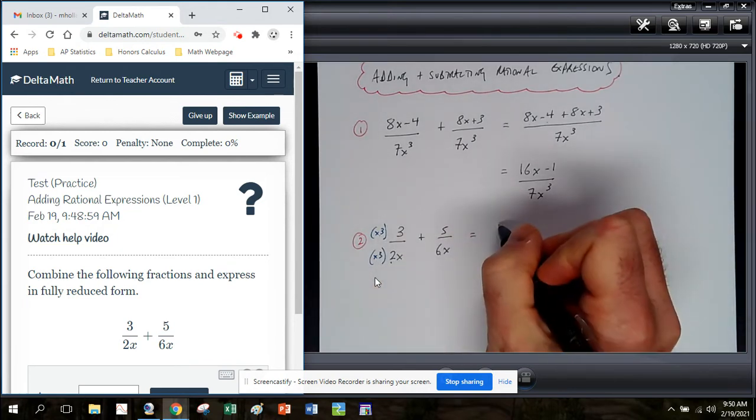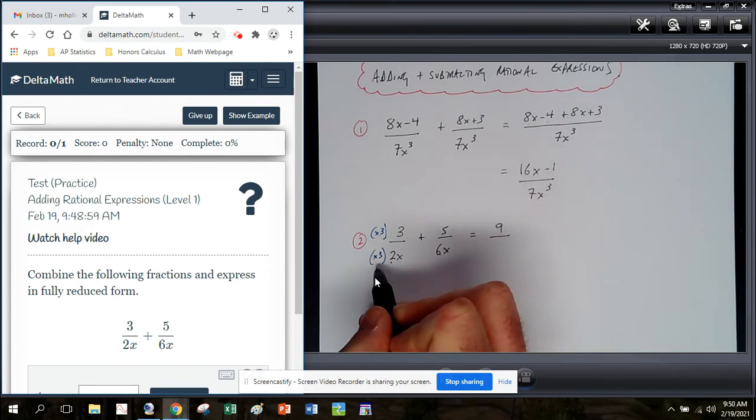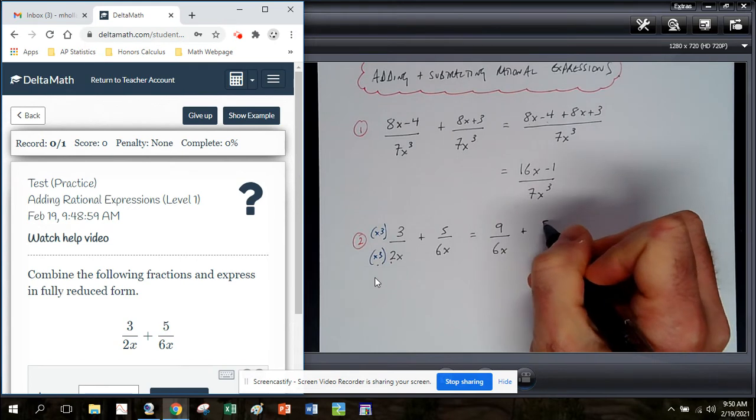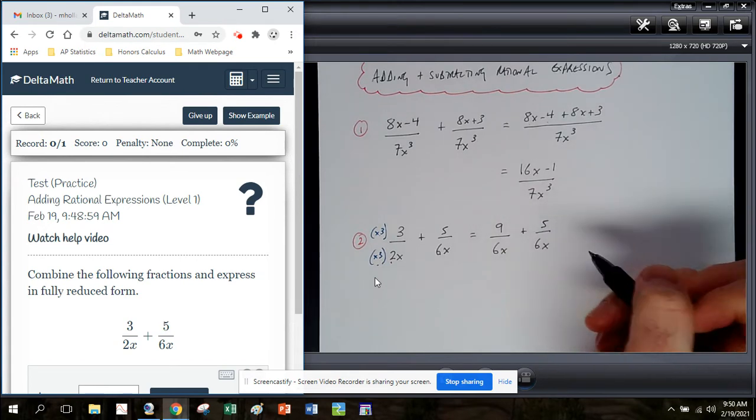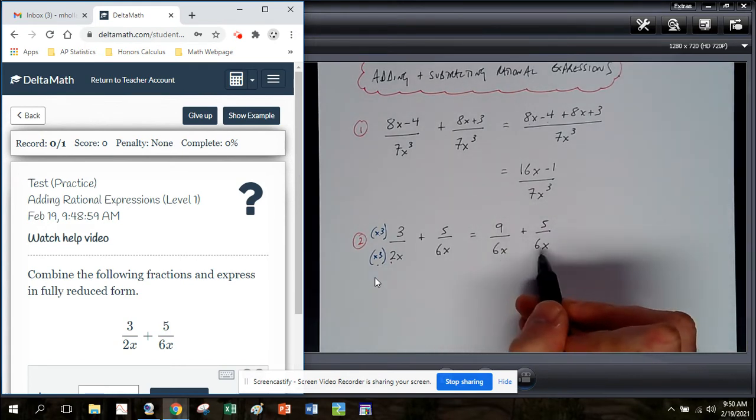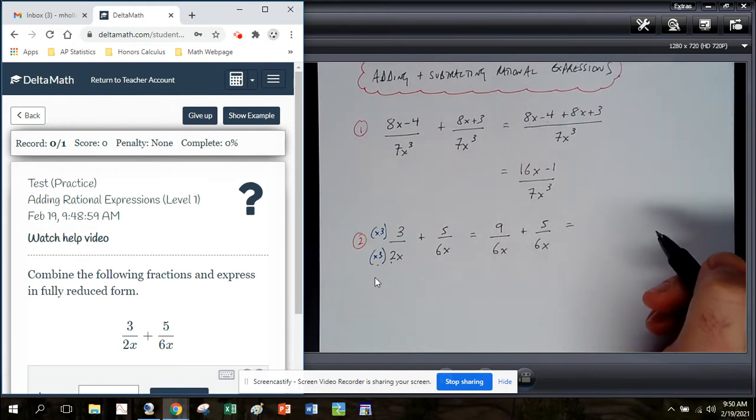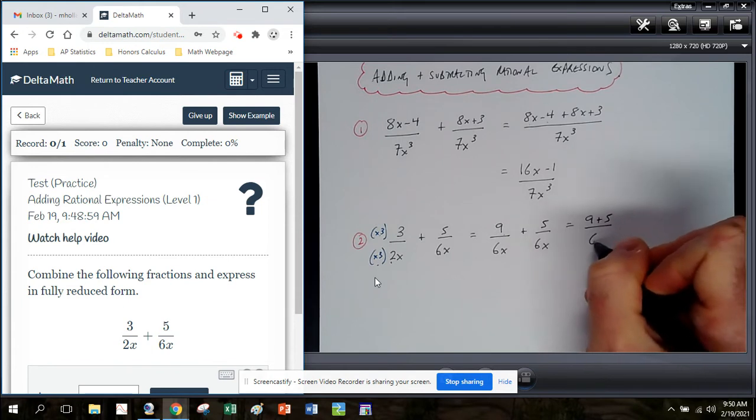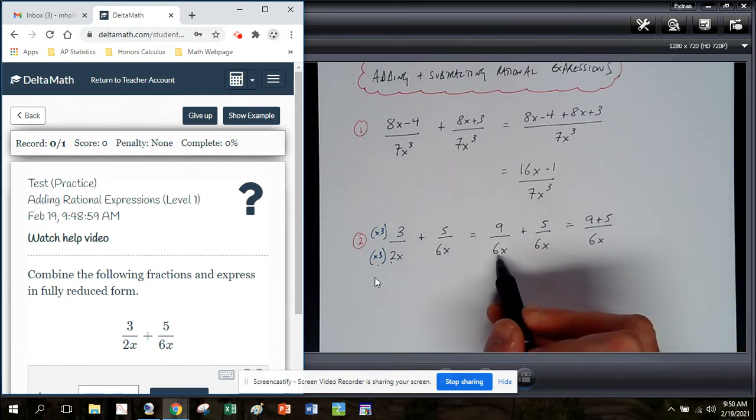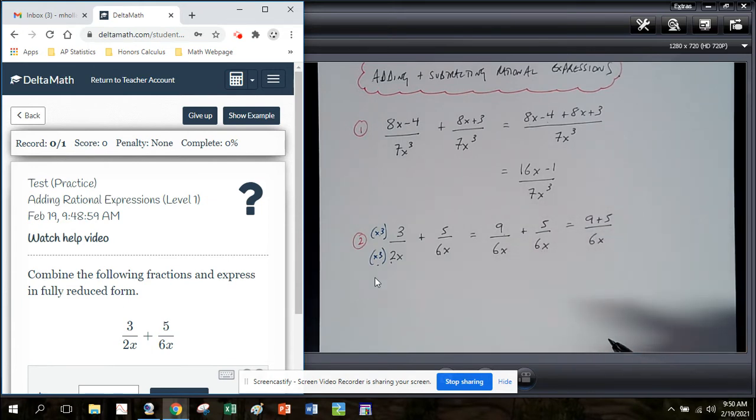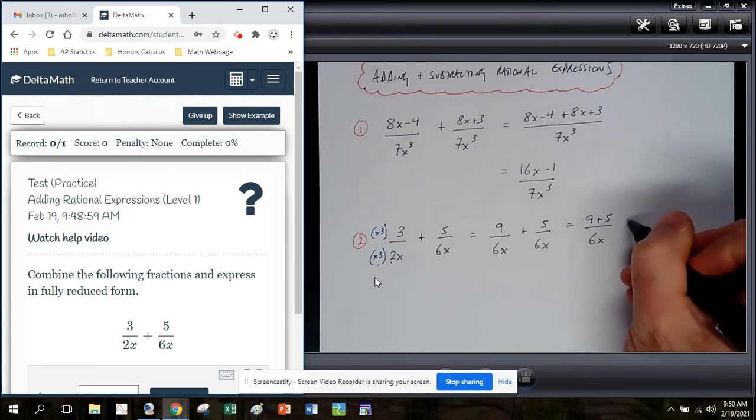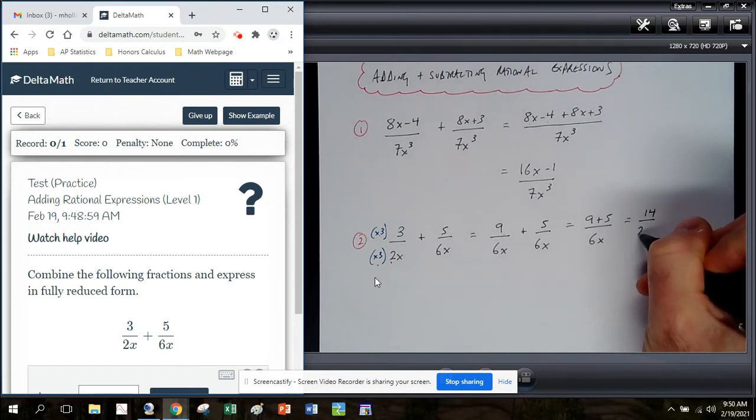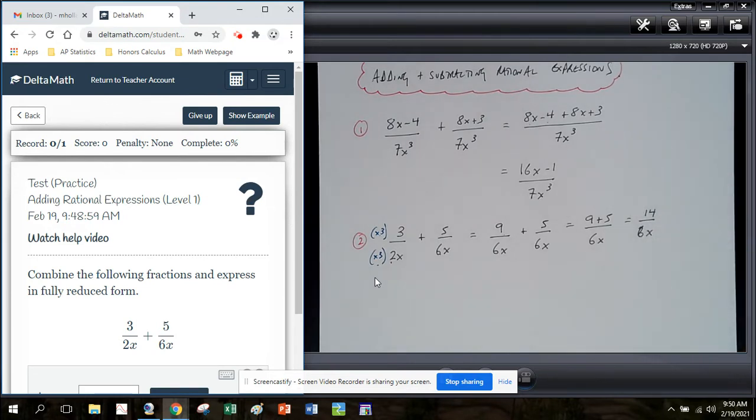3 multiplied by 3 will give you 9. 3 multiplied by 2x will give you 6x. And then remember, we still have that 5 over 6x. So now my two denominators are the same, so I can go ahead and add. So 9 plus 5 will go on the top. And remember, with your common denominator, you don't add the 6x's, you leave it as just one common denominator of 6x. So 9 plus 5 will give you 14, and that's all going to be over 6x.